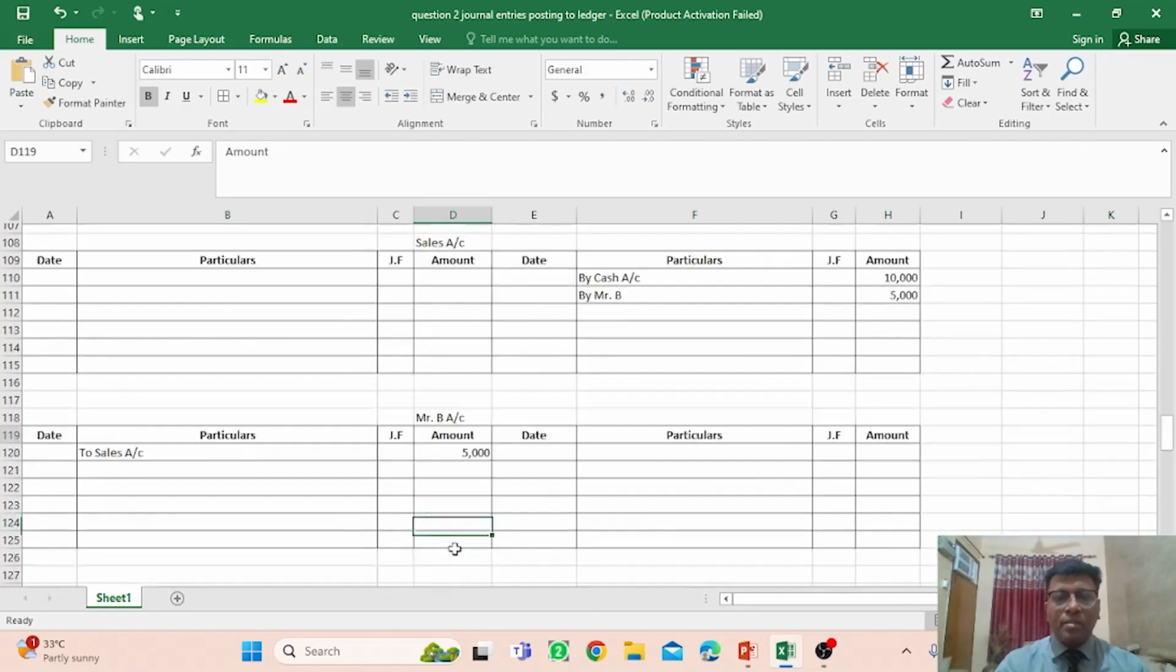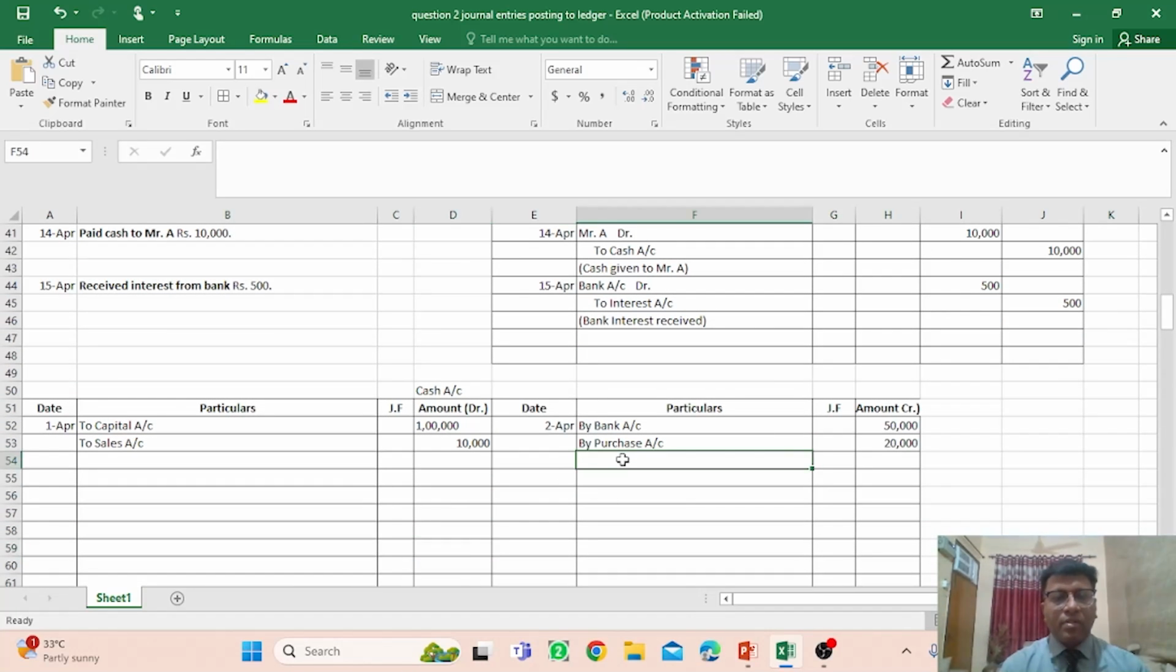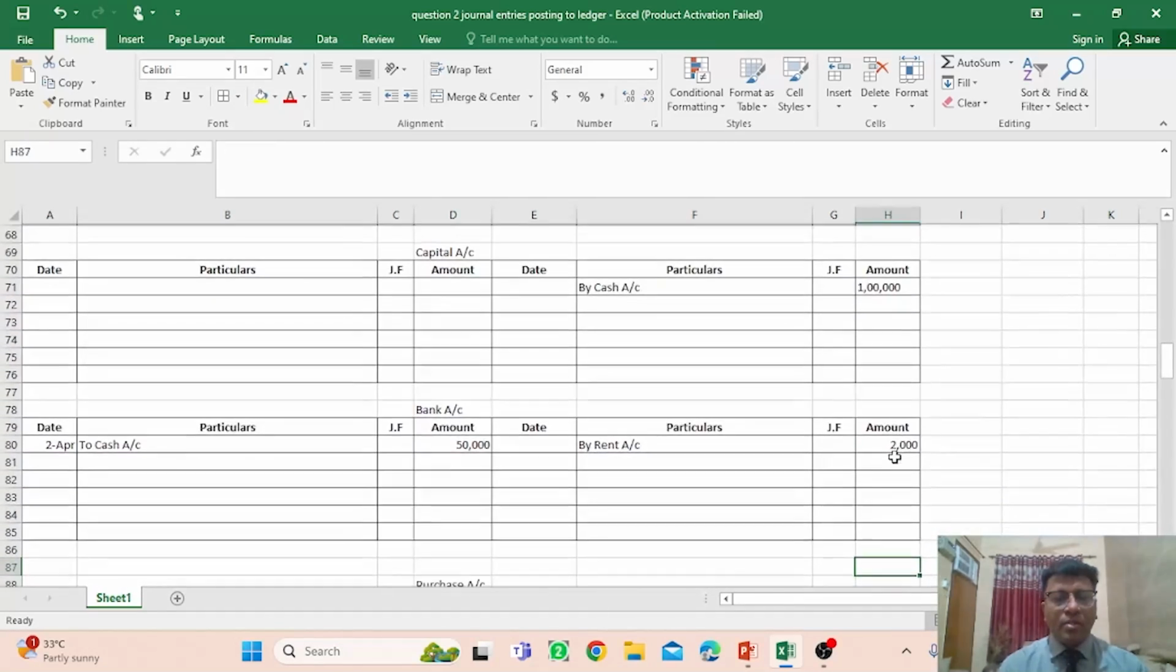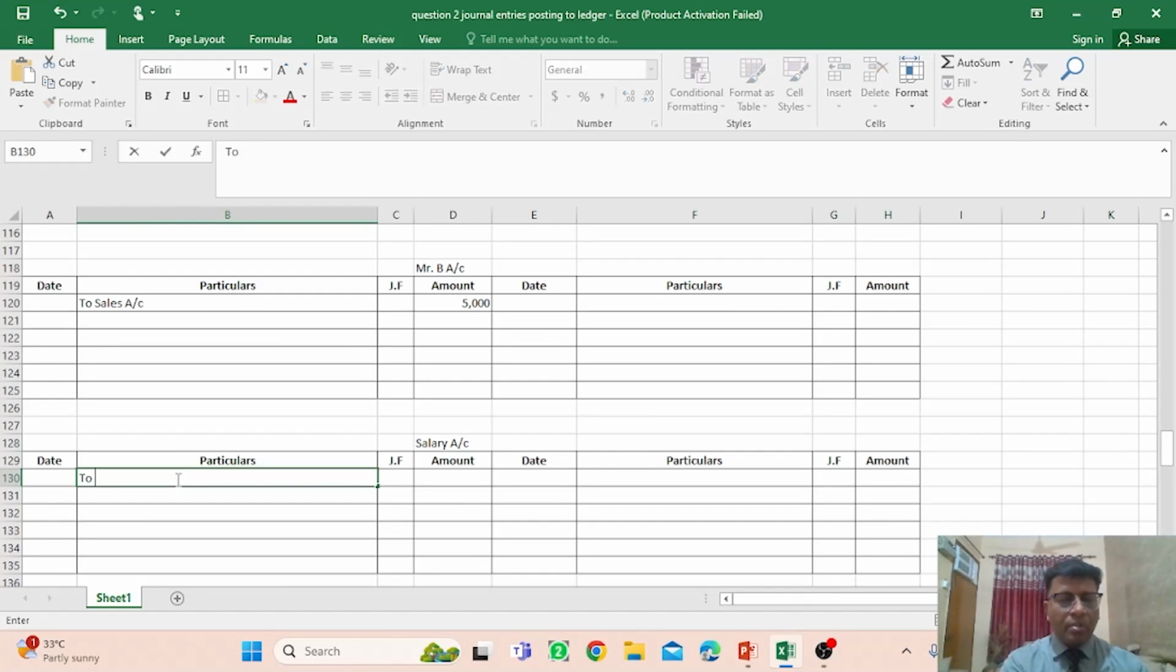Okay, and we come to another transaction, that is salary account debit to cash account. So you have to mention in the debit side of salary to cash. Okay, so salary to cash 3000. Okay, we find the very first cash account, so we can mention here by salary account 2000. Okay, and you have to find the salary account, and salary account debit to cash. So you have to mention in the salary account to cash account 2000. This is the particular amount, right?